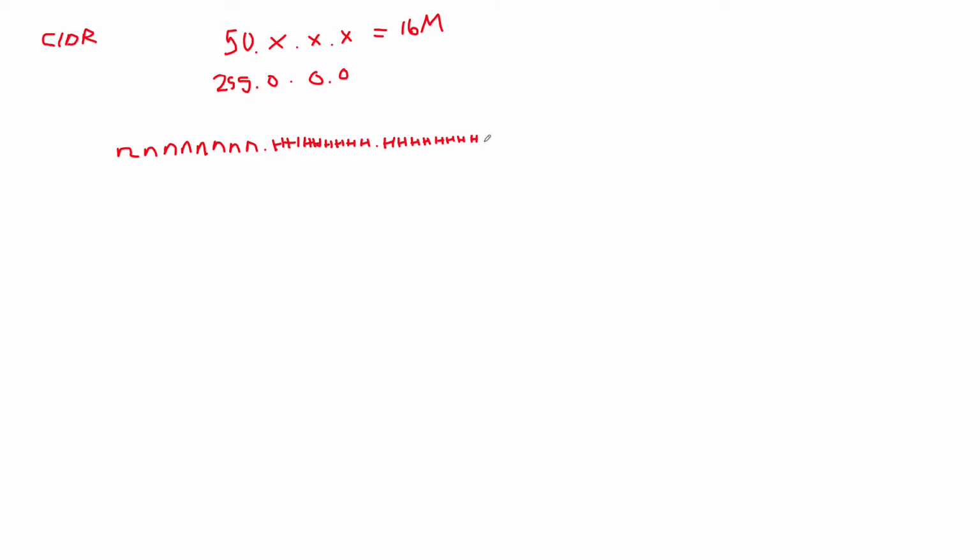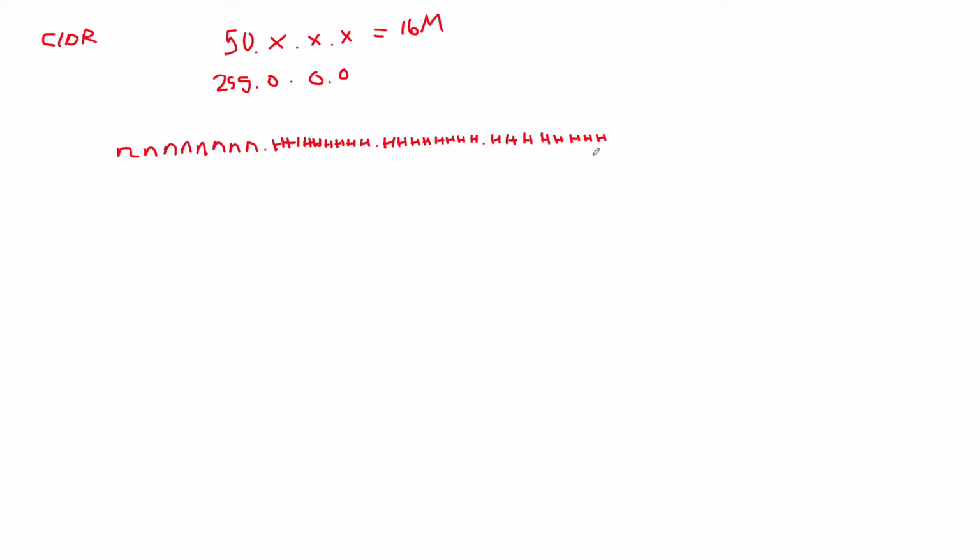That's 24 bits, and remember the IP address is 32 bits. Let's keep going. 8 more. 5, 6, 7.